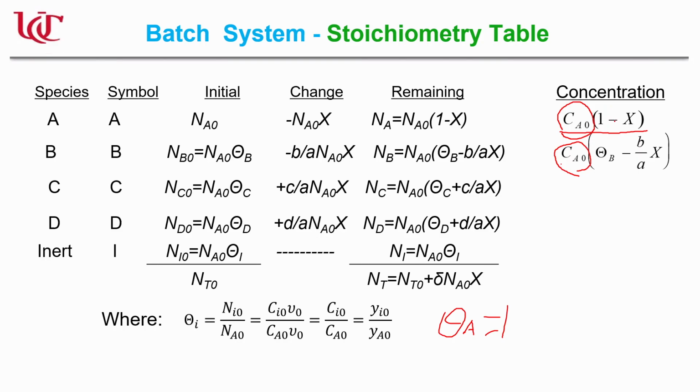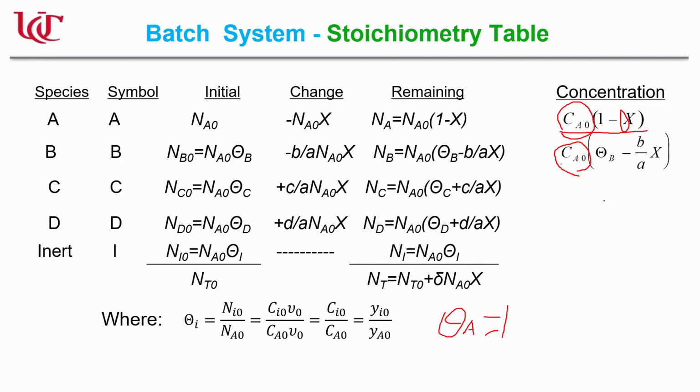Minus, actually we have a stoichiometric factor times X. But for A, the stoichiometric factor is one, right? So if you can remember this form, it's easy for you to derive the concentration for B, C, D. For example, for B, CA zero is the same, then we have theta B minus the stoichiometric factor, B over A for B, times X.